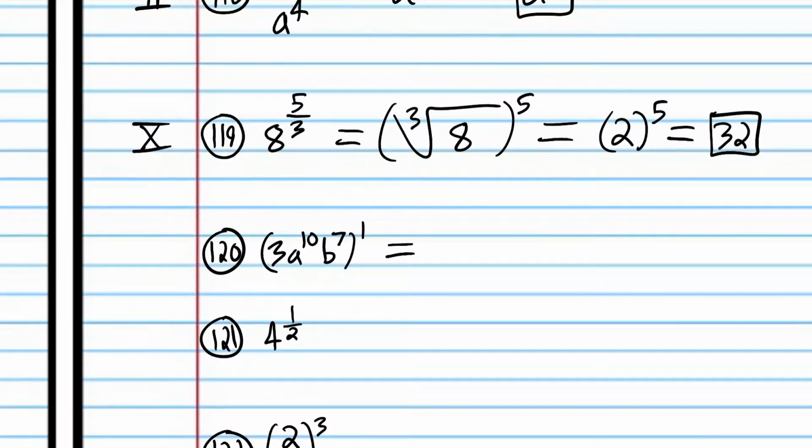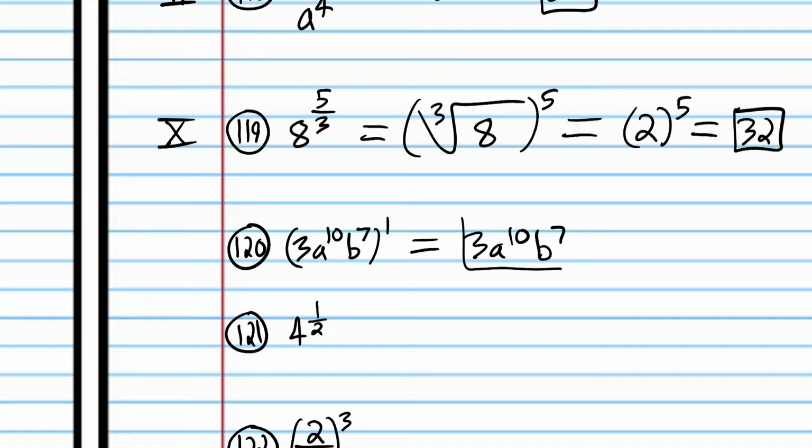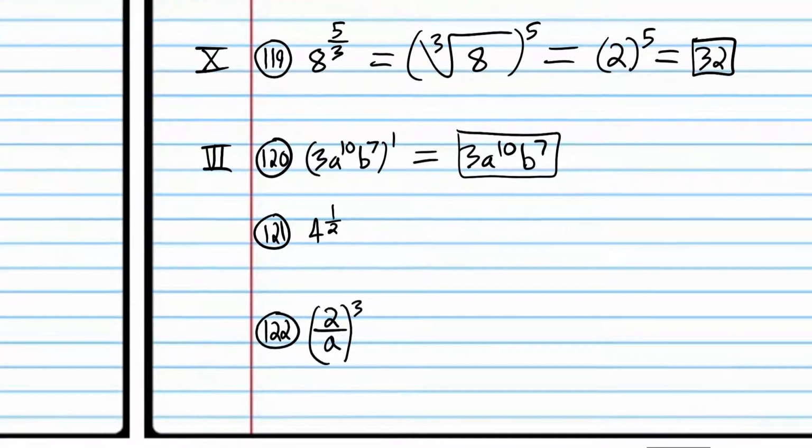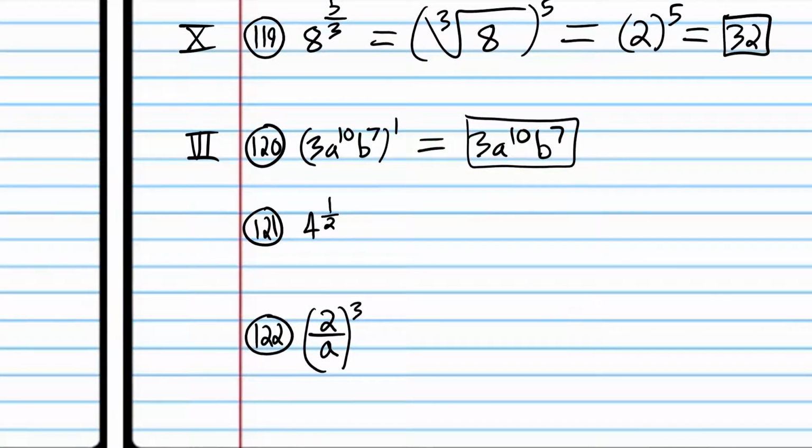All right, we're back. So when you raise something to the 1 power, it doesn't really change anything. So you're just left with the base, and that's it. And that is rule number 6. So if you got that one right, good job. Try number 121, and when you come back, we'll do it together.